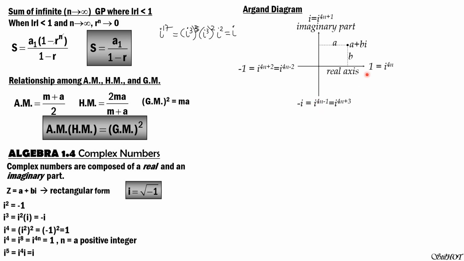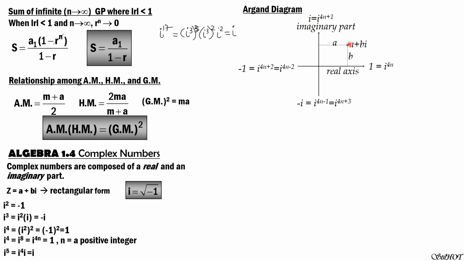So my suggestion is to remember that i raised to a power divisible by 4 is 1. Then in that direction is the positive direction, and this is the negative direction. So for example, i to the 29: because 28 is divisible by 4, i to the 28 is 1, so i to the 29 is i.